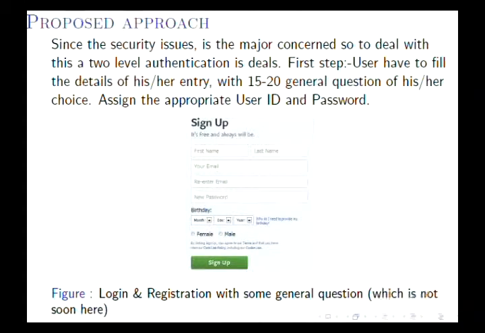In this paper, we have taken two levels of authentication. In the first level, we have used text-based passwords, and in the second level, we have used a graphical user password. Here, we have explained the registration process and the login process, of which the first is the registration process. In that, the user has to fill in all his details, including some 15 to 20 general questions, which may include his pet, his father, his school name, and it can be his personal things also, and an appropriate user ID and password is assigned to him.